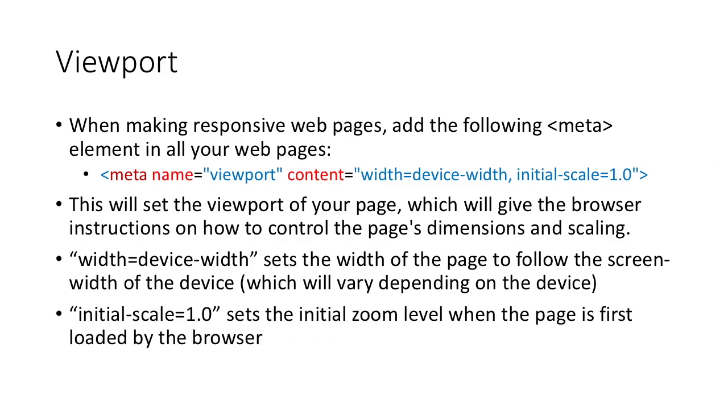And then the initial scale equals 1.0 sets the zoom level. Sometimes when you're troubleshooting, depending on the device, you may have to change the scale level to something like 0.92. If you're trying to get something to work that broke backwards compatibility, sometimes you'll set that scale level.